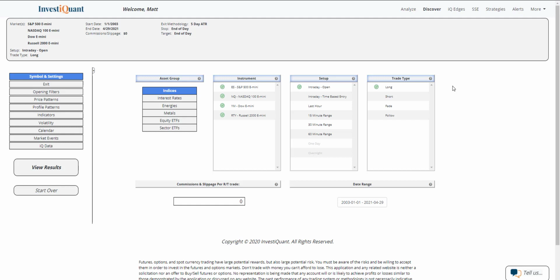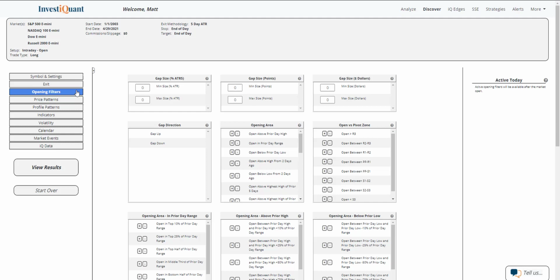Eastern Time. Now, we have this consolidation pattern, 3 days of consolidation up at the highs, and in the overnight session, we have continued higher out of that. So it's a breakout out of that type of pattern. So I'm going to go into the opening filters section. I'm going to say that we are gapping up above the prior day high. So in the opening area, I'm going to say the open is above the prior day high.